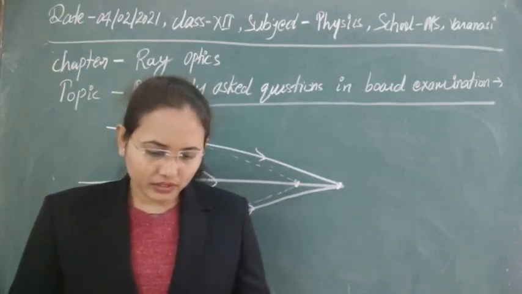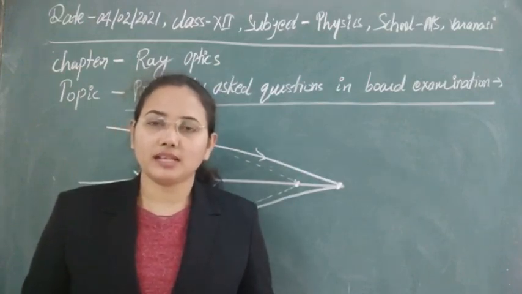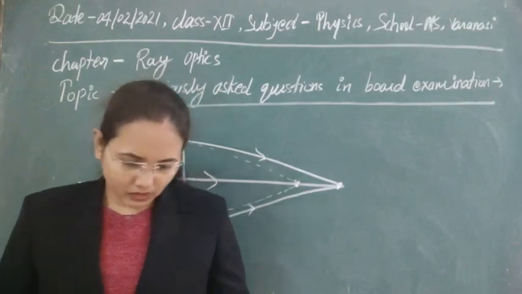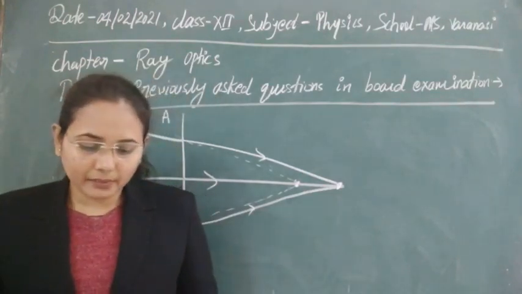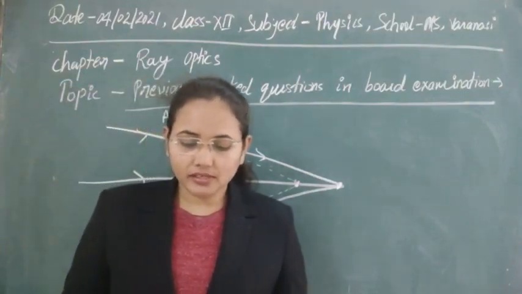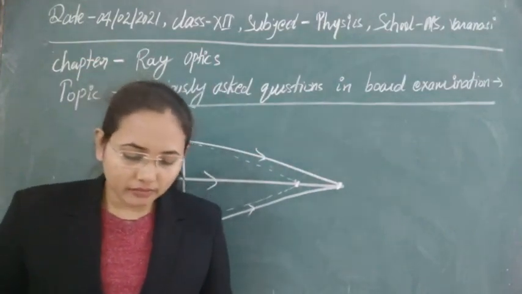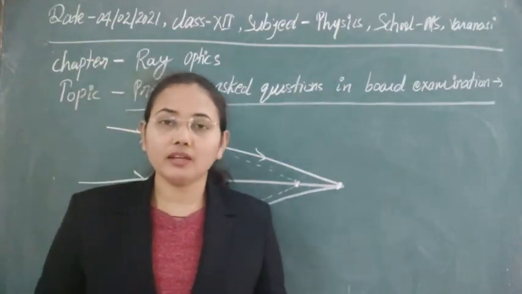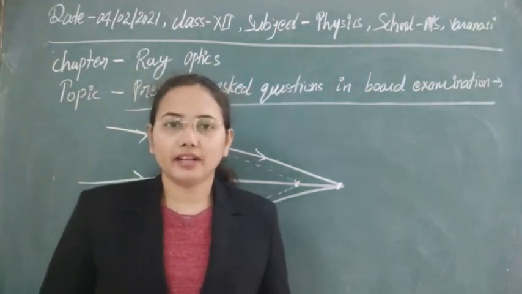In the 2 marks questions, there are 2 questions in options actually. The first question is: a ray of light passes through an equilateral glass prism such that the angle of incidence is equal to the angle of emergence, and each of these angles is equal to 3/4 of the angle of the prism. Find the angle of deviation.